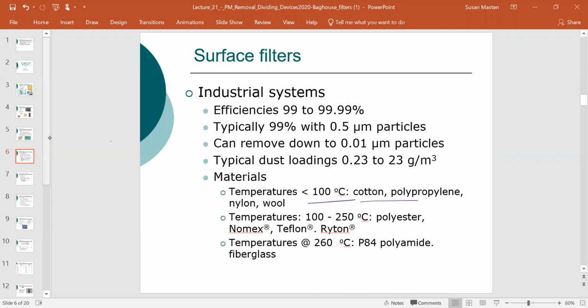We can actually go even higher. We can go up to about 980 degrees C, and there we're looking at ceramic filters. So as temperature increases, the cost also increases. The cost of your materials will increase significantly.